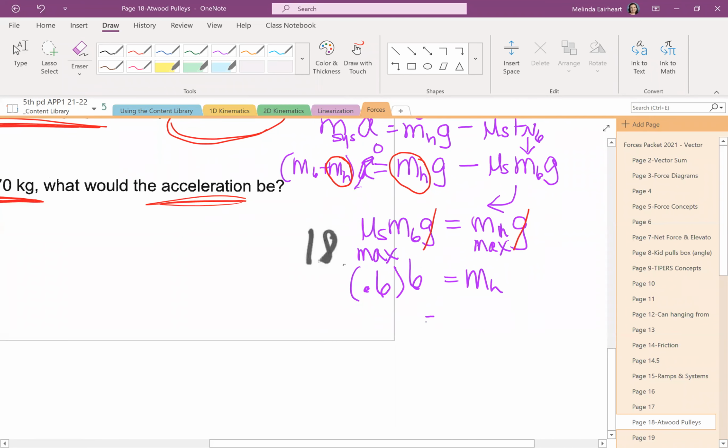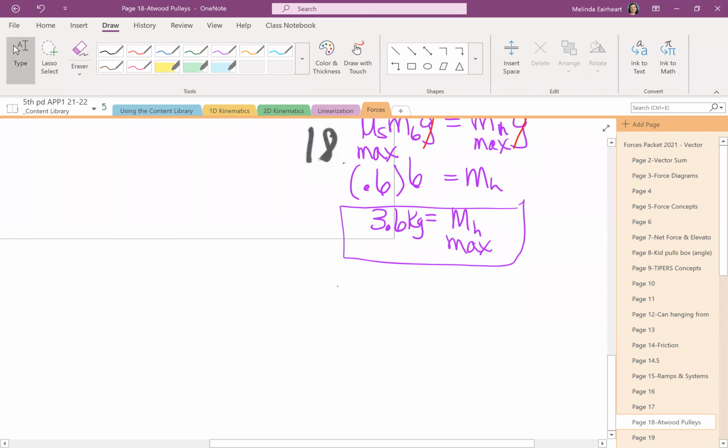And so what's 0.6 times 6? 3.6. And so that is the maximum hanging mass for that system to still be at rest. And that's what they asked us to solve for. There it is. What if I hung 3 kilograms? So if we hang 3 kilograms, what will the system do?